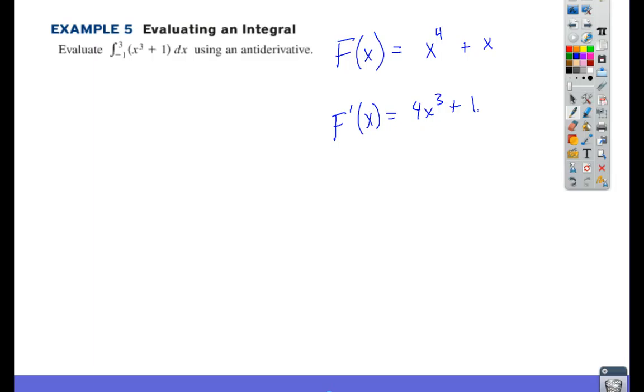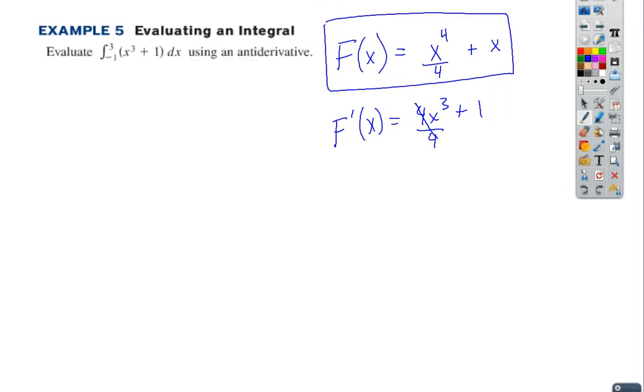Well, how do I do that? I can just divide by 4 to begin with. Now when I multiply by 4, the 4's cancel, and I'm left with x cubed plus 1. So this is my antiderivative.